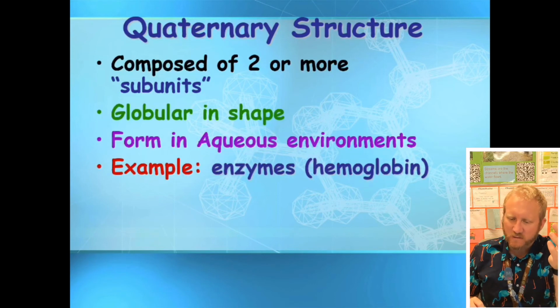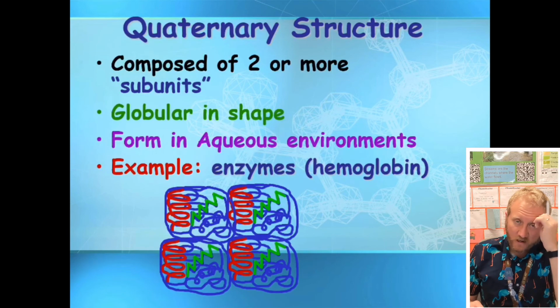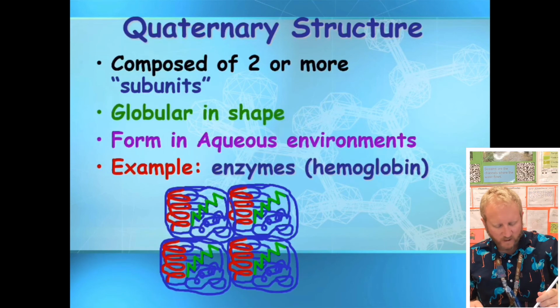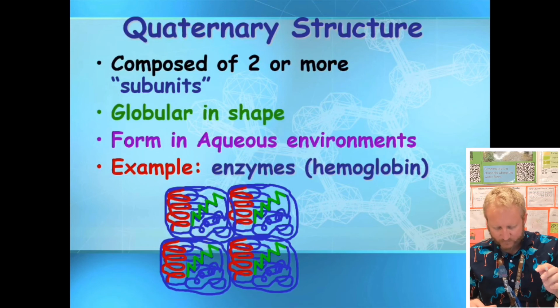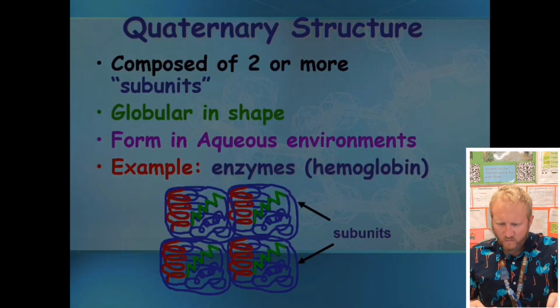Your bigger enzymes are quaternary. Hemoglobin is quaternary. There's 4 subunits clustered around an iron molecule. It kind of looks like that, basically, and the iron molecule sits in the middle here. I think we've got one more.